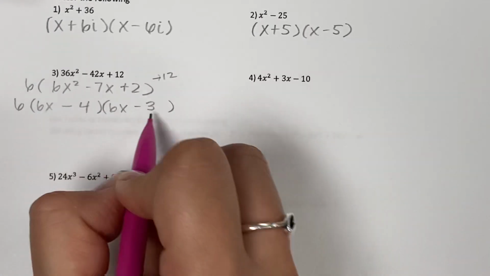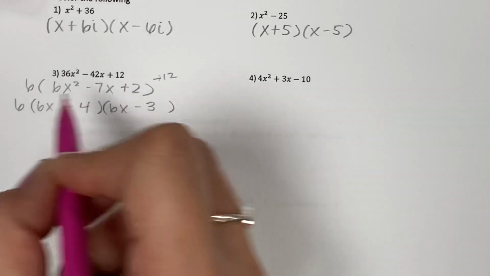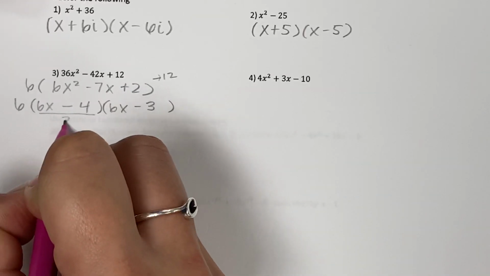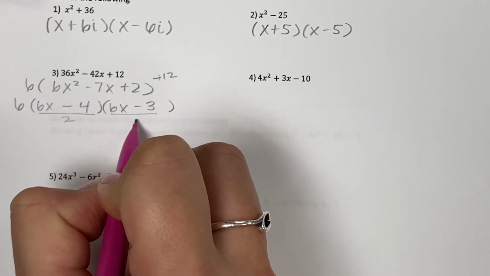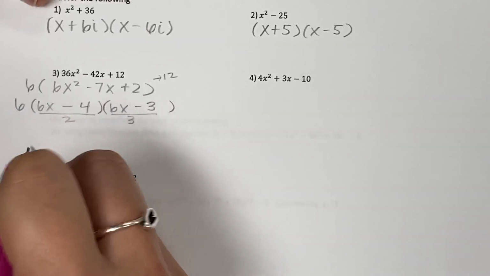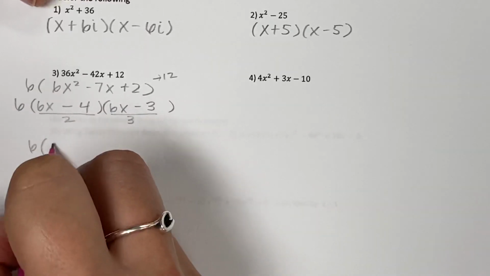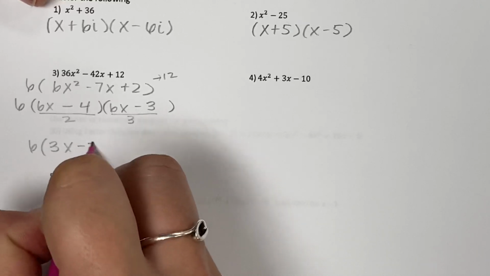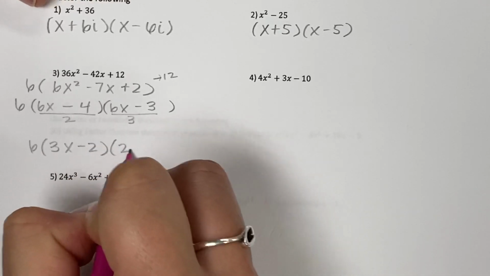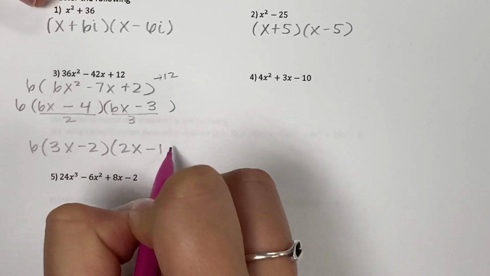Now the final step to this process that I use is you have to simplify. So both of these can be divided by 2, both of these can be divided by 3. So your final answer, bring down your 6. This will be 3x minus 2. This will be 2x minus 1.